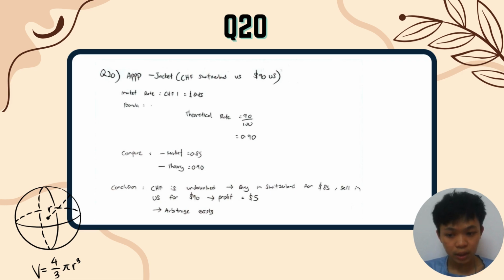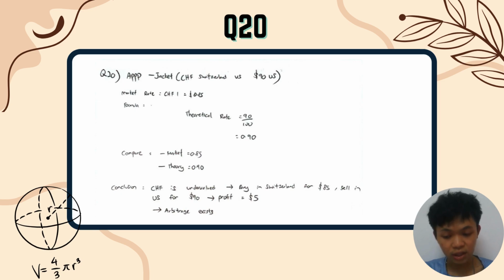We need to calculate the APPP. The market rate is CHF 1 is equal to US dollar 0.85. So we use the formula: theoretical exchange rate is equal to the price in US divided by the price in CHF. So the theoretical rate is 90 divided by 100. So we get the answer 0.9. Compare: the market rate is 0.85 and the theoretical is 0.9.